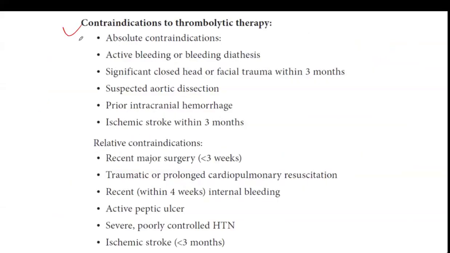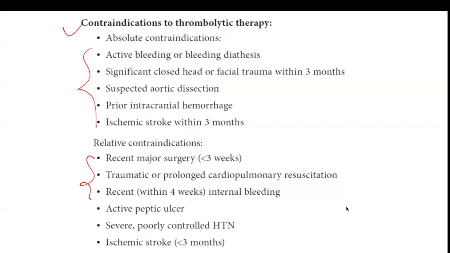So what are the contraindications of thrombolytics? We are talking about if PCI is not possible, then our next option is thrombolytics. You need to rule out any contraindication. If someone has an active bleeding disorder, if they had a closed head injury in the last 3 months, if you suspect aortic dissection, any history of bleeding in the brain, anytime, ischemic stroke in the last 3 months, any of this is there, you can't do thrombolytics.